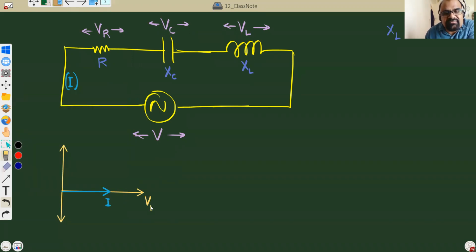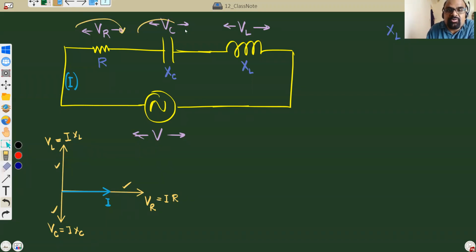So this is your VR phasor. This is VL phasor. This is VC phasor. VC is I into XC. VL is I into XL. VR is I into R. Now we have to add these 3 yellow colored phasors because these 3 voltages, if you add, you should get this voltage. Vectorially adding, not direct adding, vectorially adding. So we have to add these 3.